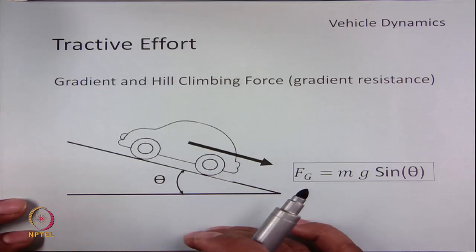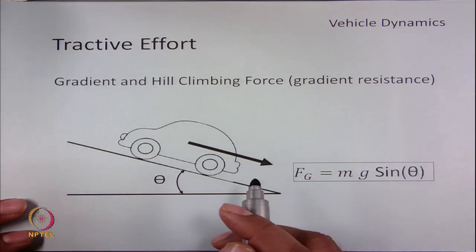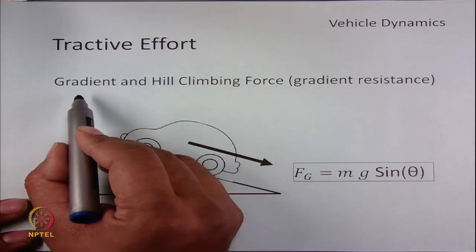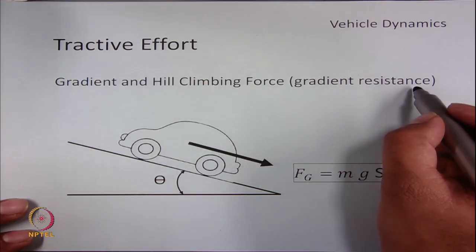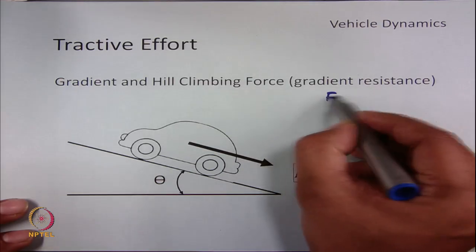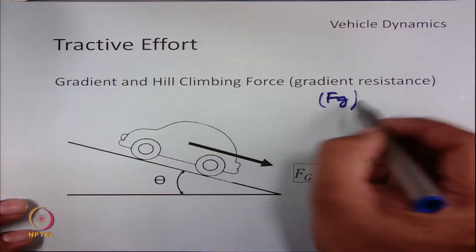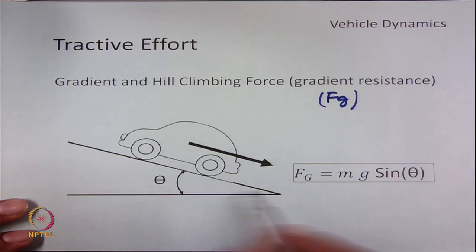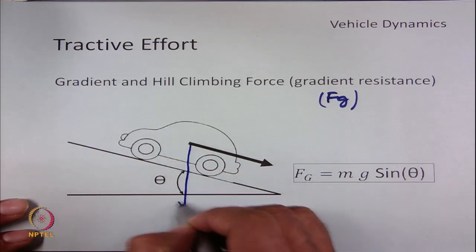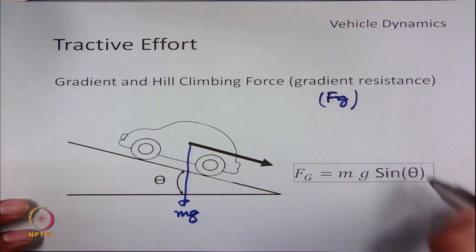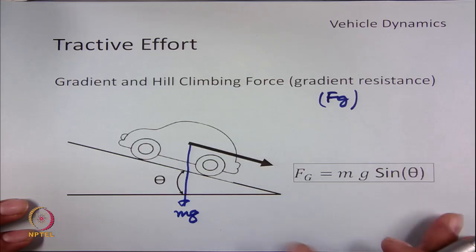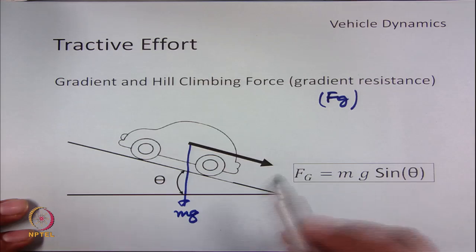So, let us see the third kind of force which opposes the vehicle movement, which is known as the gradient or hill climbing force. It can also be known as the gradient resistance force, which is generally denoted as F_G. We have discussed that because of the vehicle weight and the slope of the vehicle movement, the force due to gradient will be mg sin theta. This force will be 0 when the vehicle is moving on a flat road.